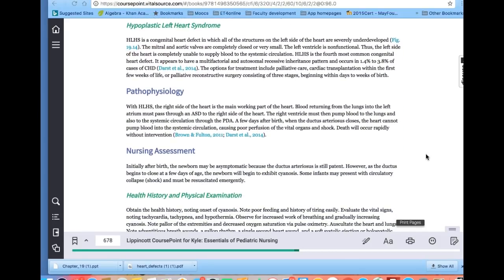All right, hypoplastic left heart. Hypoplastic left heart is where everything on the left side of the heart is really underdeveloped. Okay, so we know that in a normal heart, the left side of the heart is the one that does most of the work. Well, with hypoplastic left heart, it's the right side.